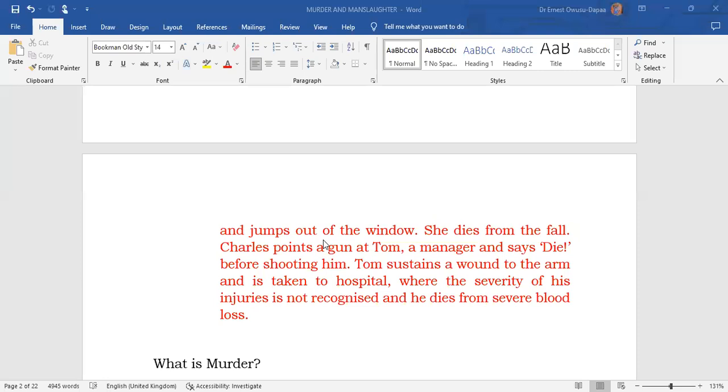And so in his case, we would say there was murder if Tom had died, but because he did not die, he only suffered some injuries, we would then say that it was attempted murder. But then, oh, sorry, he dies from severe blood loss. Sorry, I'm reading the last part. So then, yes, please, I would say that there was murder since he died.